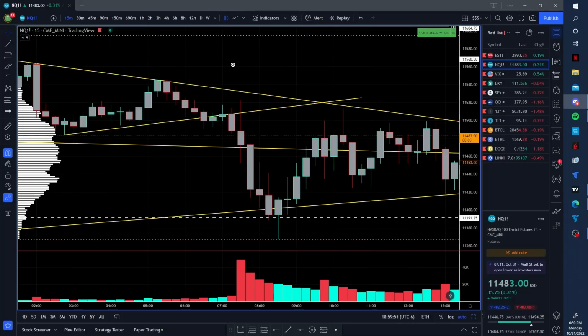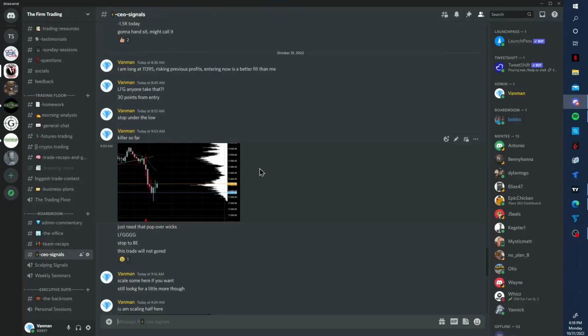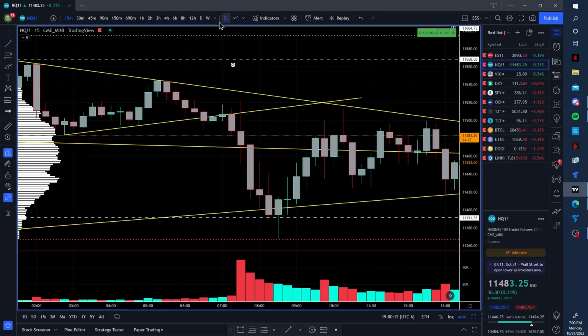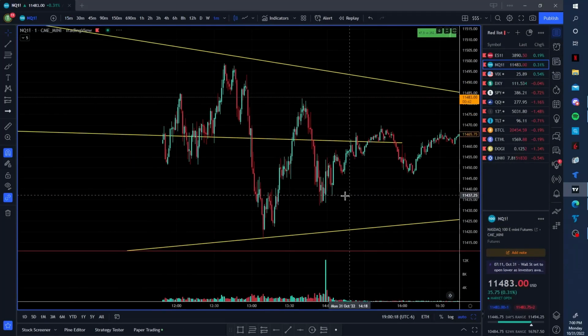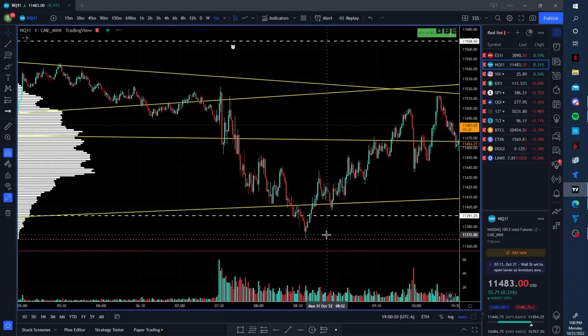Let me see right here. So at 8:38 a.m., the market opens for me at 7:30, so about an hour and 8 minutes after open. Said I'm long at 11,395, risking previous profits from the short. Entering now is a better fill than me. So if we go down to actually the 1 minute, I'll show you exactly where I called that out. And if you took it, you were actually never red on the trade.